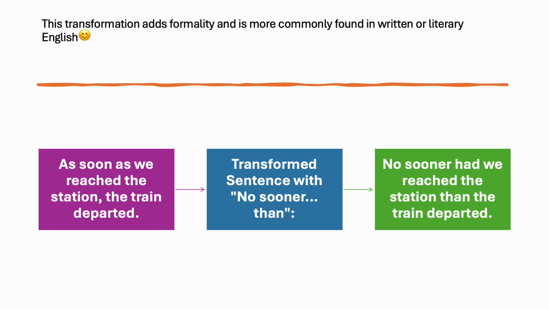Some more examples related to as soon as. Here we have a sentence: as soon as we reached the station, the train departed. Now what we have to do is replace as soon as and add in no sooner. And then we are writing the remaining part of the sentence. Then we are adding in than and then the remaining part of the sentence. So it is as per the rule: no sooner, then the auxiliary verb, then the main verb, then than, and then the remaining part of the sentence.